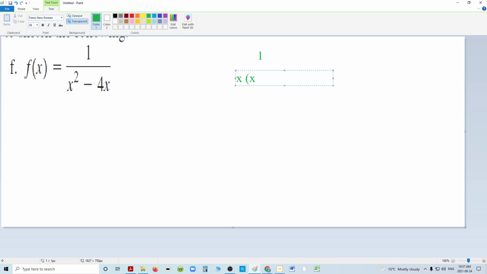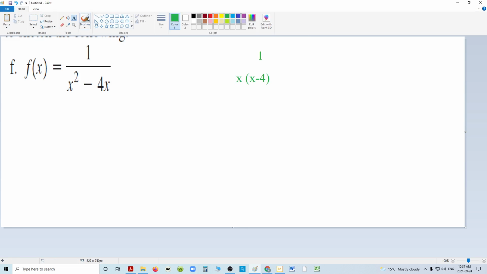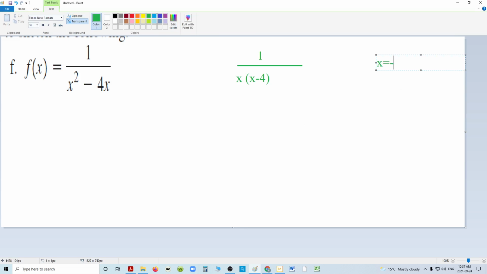It becomes x minus 4, right? Which makes the two possible values of 0 at the bottom much clearer. So you're going to have a vertical asymptote when x is equal to 0, and when x is equal to 4.